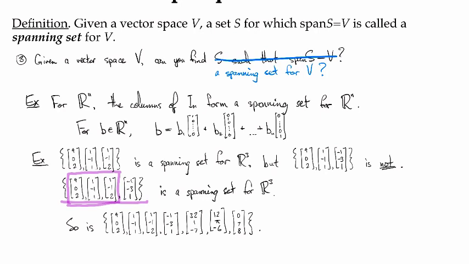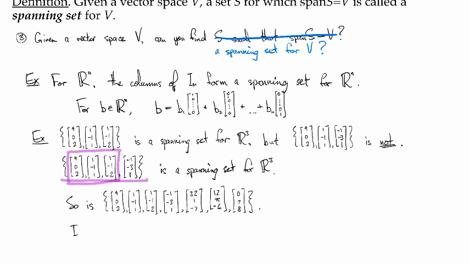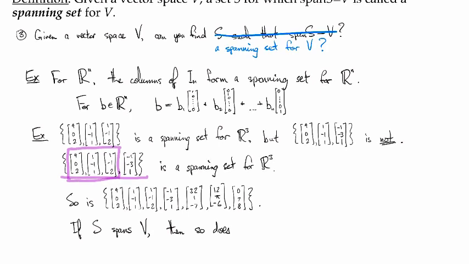And so the basic point that I'm trying to make here is that if S spans a vector space, then so does S union anything else, whatever vector you want to call it. Let's call it Z. So this notation right here means that I'm adding Z to the collection or set S.